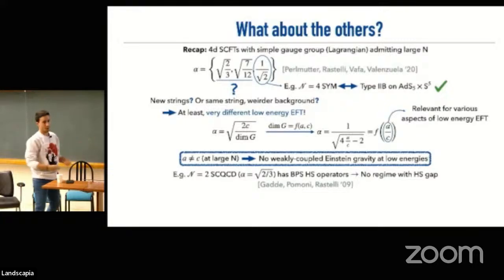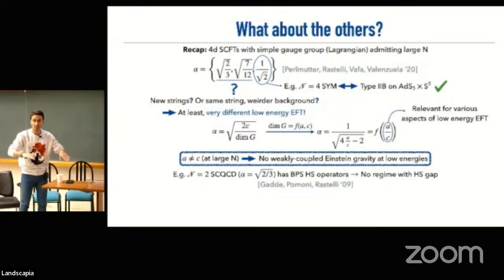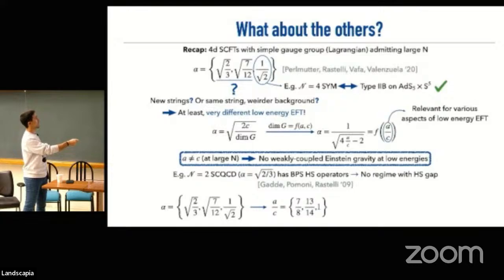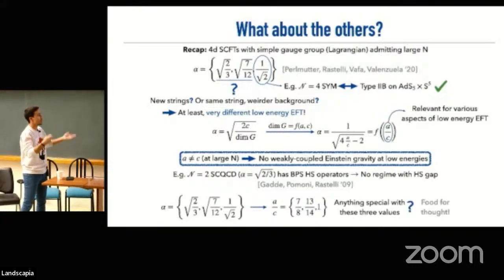So for instance, a way of explaining this to yourself physically is that in this N=2 superconformal QCD, which is this case, this author demonstrated that there were BPS higher spin operators. So this means, you can just check it, that there is no higher spin gap. That means that at any point in the moduli space, I will have higher spin light fields that will completely break my Einstein gap. And then one can actually take this equation, use these three values for a over c, because you only have three values, and then one can ask whether there is anything special about these values. I don't know, maybe yes, maybe no, so far it's just food for thought.